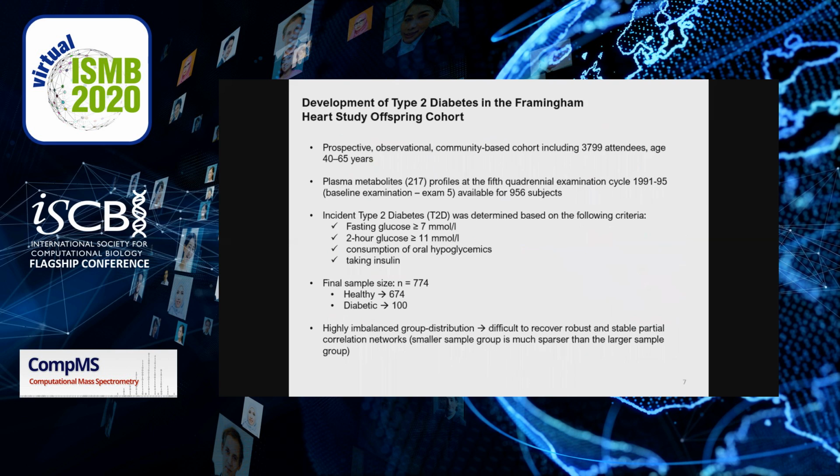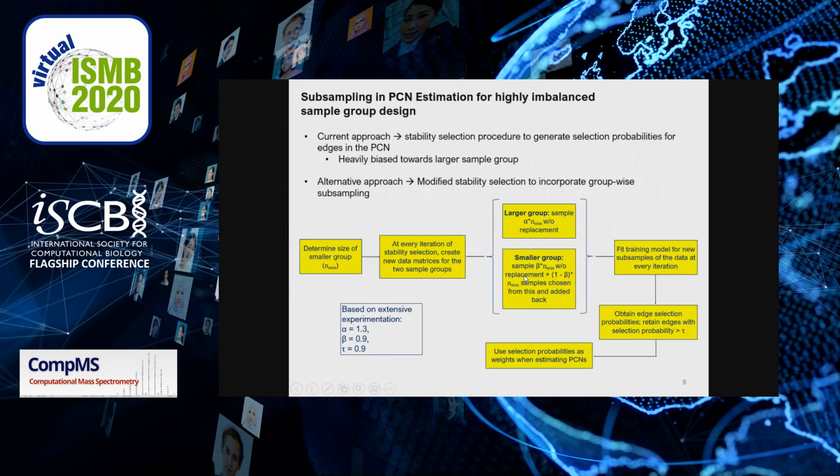Next, we analyzed metabolomics data from plasma samples of 774 subjects in the Framingham Heart Study offspring cohort, 100 of whom developed type 2 diabetes over the span of 14 years. This study now has a highly imbalanced sample group design. We implemented a modified partial correlation network estimation methodology that substantially downsamples the larger groups, thereby reducing bias towards the larger group and recovering stable and robust edges in the partial correlation network.